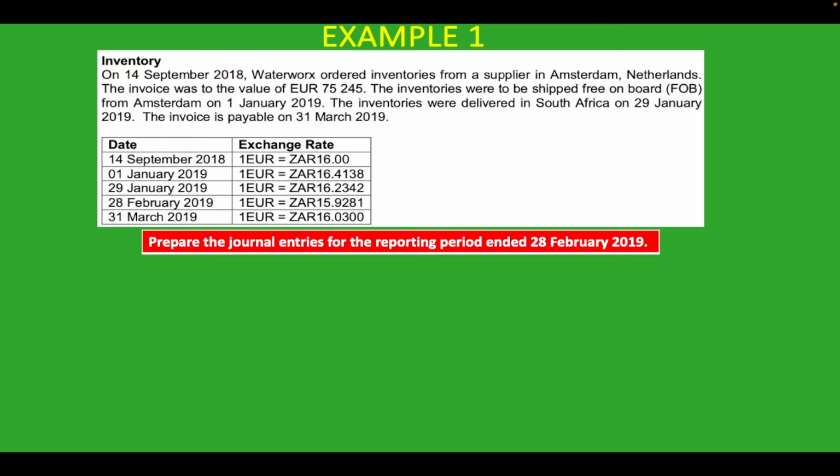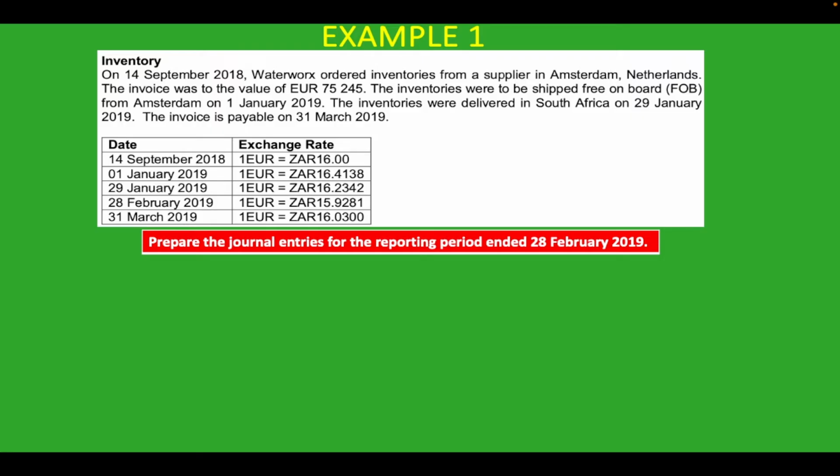So they could have said free on board to Durban, South Africa. Then you know there that it's free on board destination. The responsibility will pass on to us when it arrives in South Africa. By the way, that's what free on board destination means, that the supplier will remain responsible for the inventory that is put onto the ship until it arrives at our port here in South Africa. That's what free on board destination would mean. I hope that clarifies it.